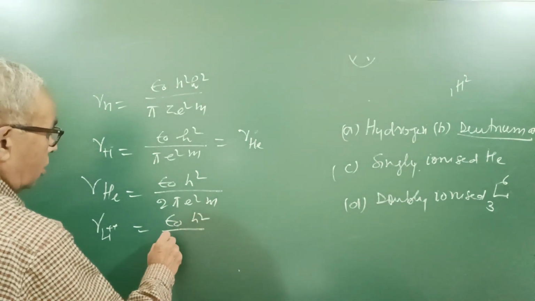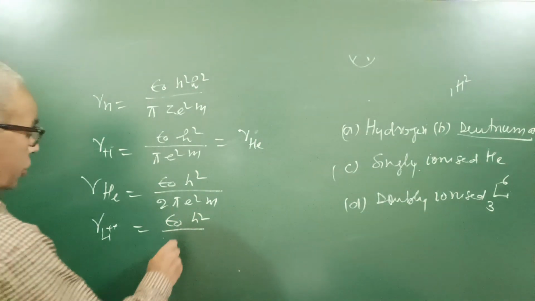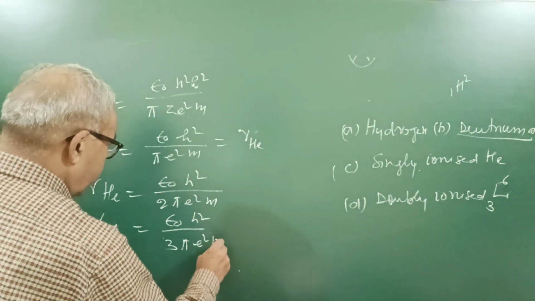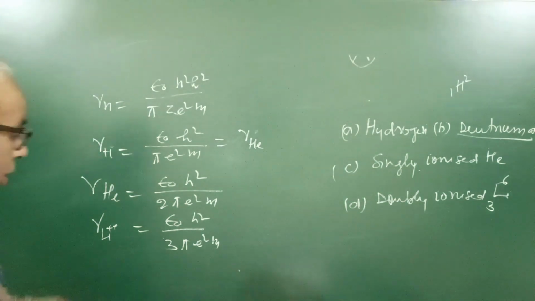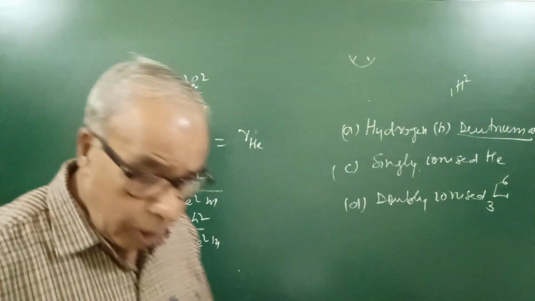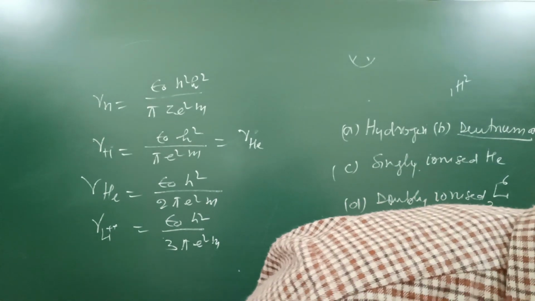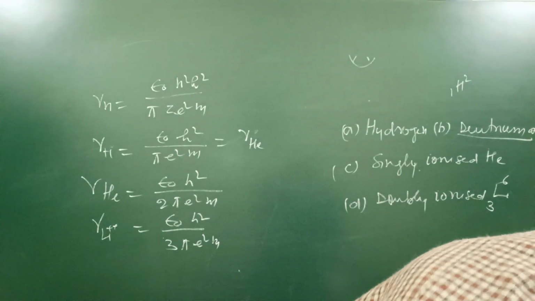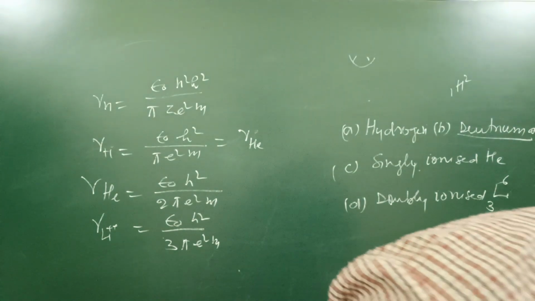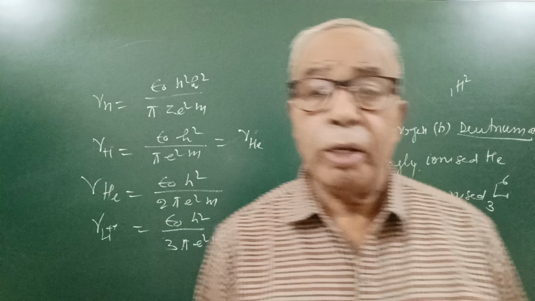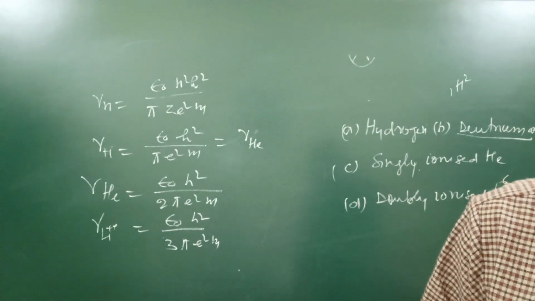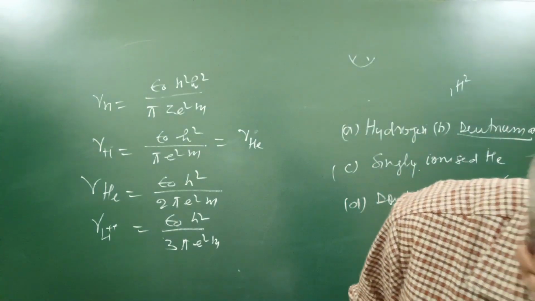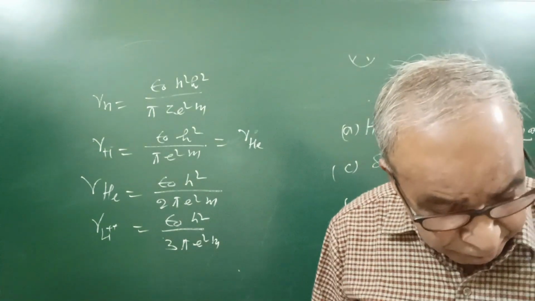For lithium, doubly ionized, lithium has atom number 3, Li6 केस को, so it will be epsilon 0 h square upon 3 pi e square m. So naturally lithium has the least value. It is minimum for lithium, doubly ionized lithium. Yes. So I hope these 5 questions will be awakening you. One more question here is there, simple one.